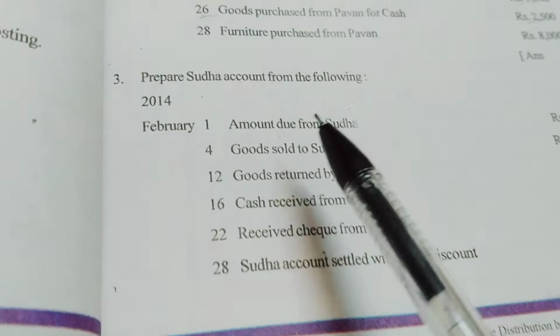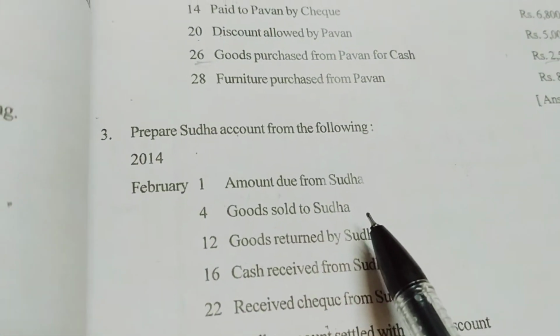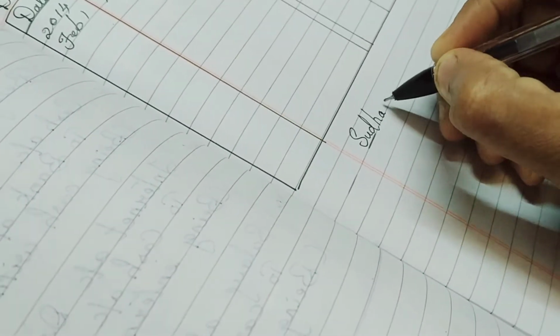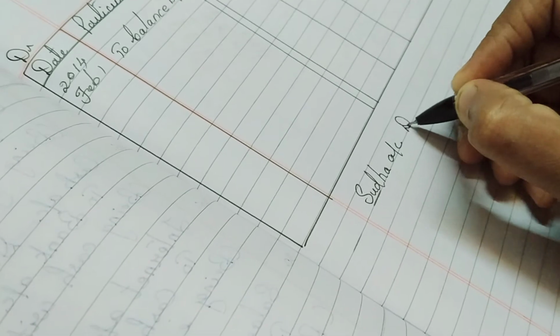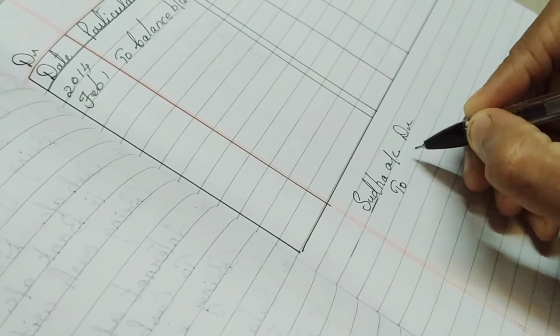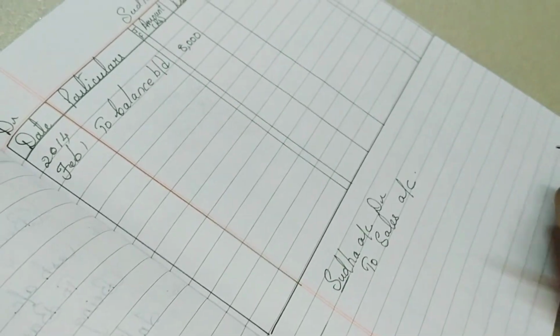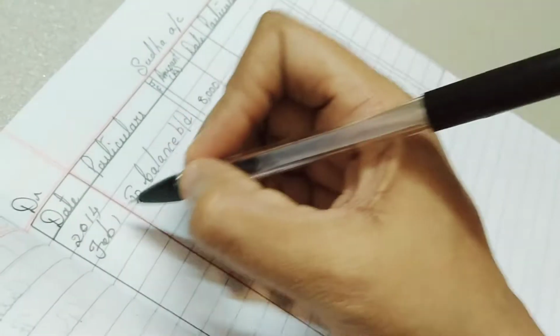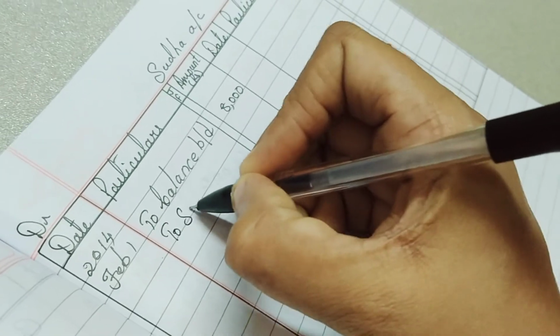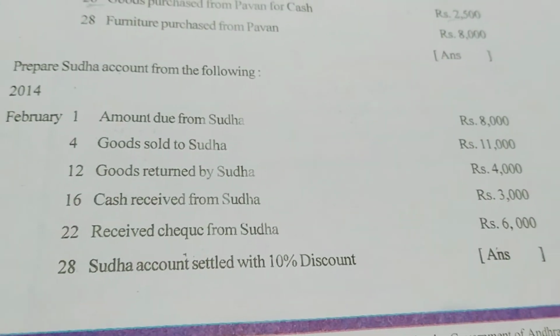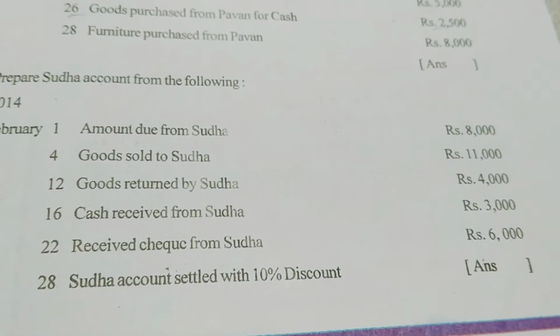The next is goods sold to Sudha. You all know how to write the journal entry. How do we write? Sudha's account debited means Sudha still has to pay us cash. This is a credit transaction to sales account. Okay, we are preparing Sudha's account debit, so we will write on the debit side to sales account. How much sales is done? 11,000. On which date? 4th Feb.